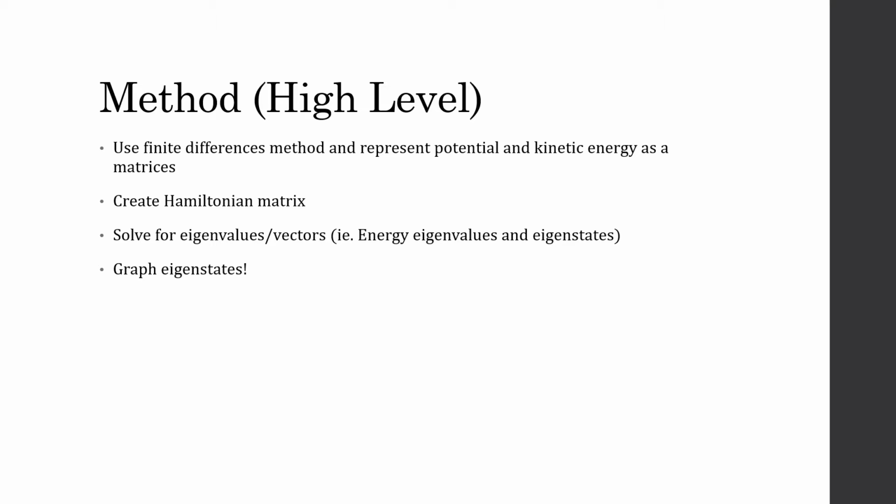To approach this problem numerically, we will be using the finite differences method to compute the differential equation. After using the finite difference approximation, we can encode the Hamiltonian of the system into a matrix. This will in turn allow us to find the energy eigenvalues and energy eigenstates by computing the eigenvalues and eigenvectors of this matrix. And once we have our eigenstates, we can explore the results by graphing these eigenvectors.